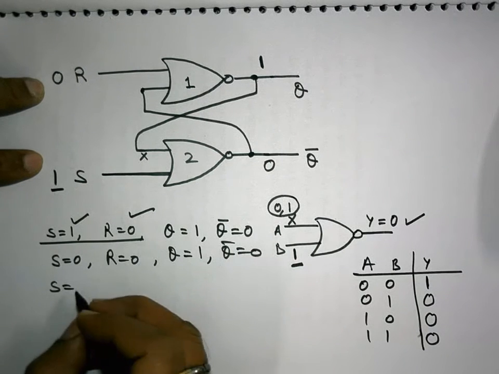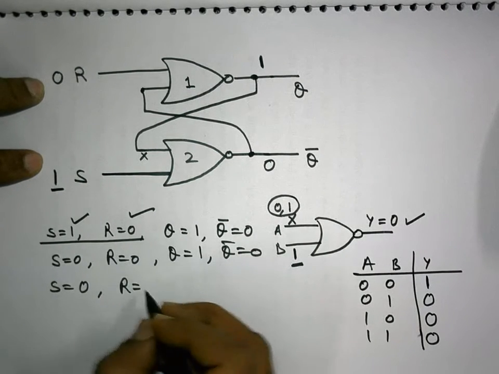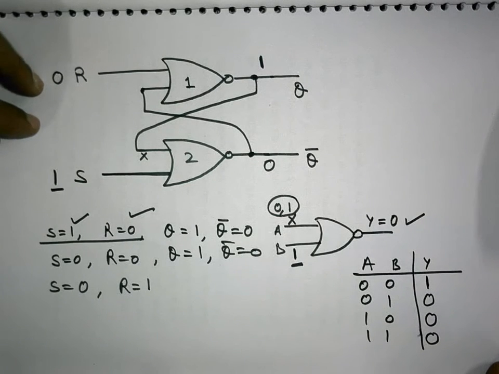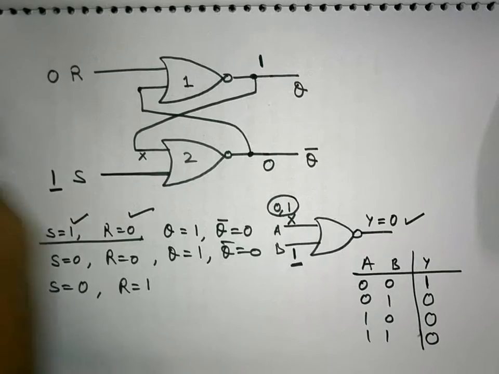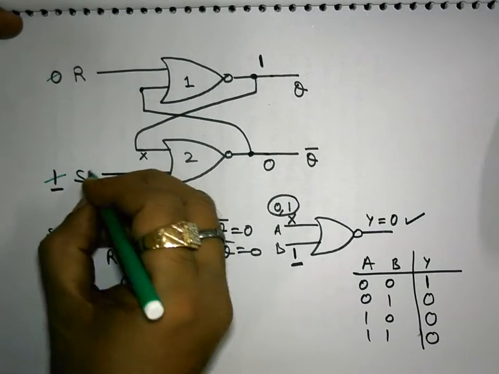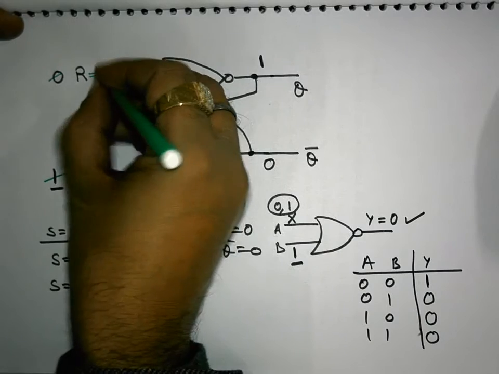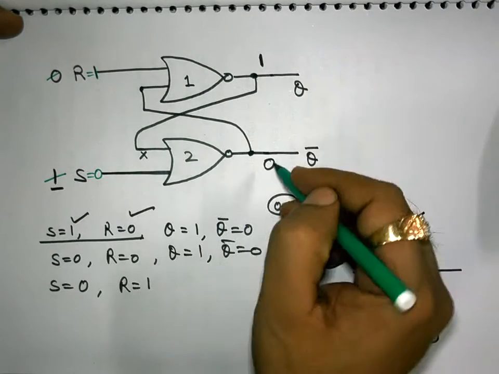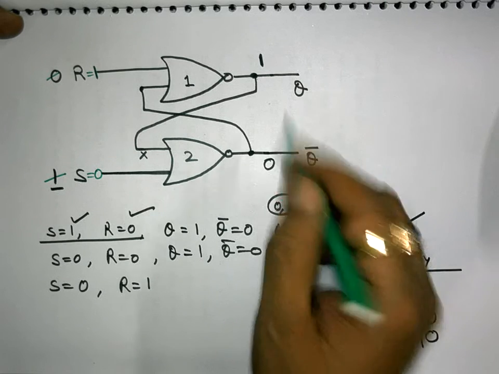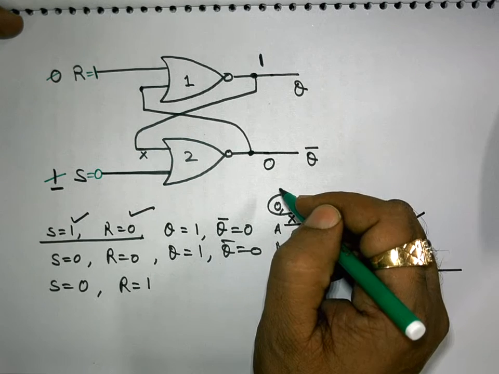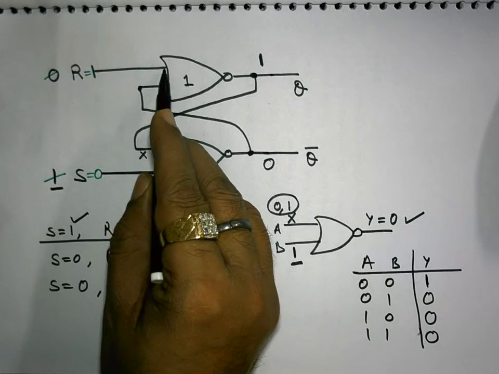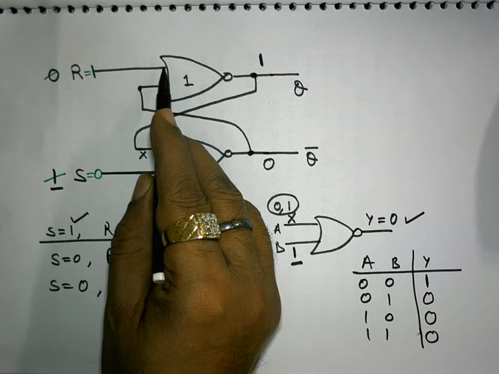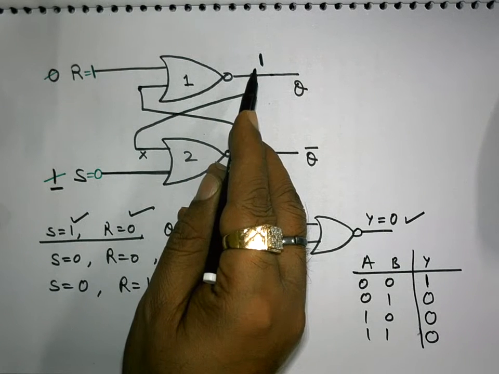Now, suppose I apply S equal to 0 and R equal to 1. And previously this was the output, no harm, if this was the memorized condition of this latch. What will happen? You see, 1 is going to make decision. This 1 is going to make decision. And what will happen to the output of this?